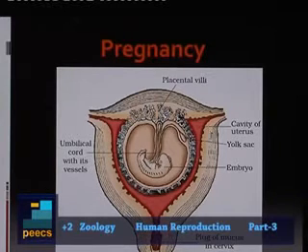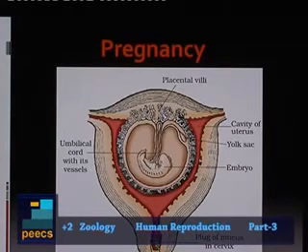So the cavity is getting reduced as the embryo is undergoing development. Okay, so in this portion, you can see the plug of mucus in the cervix. This is the cervical plug here.